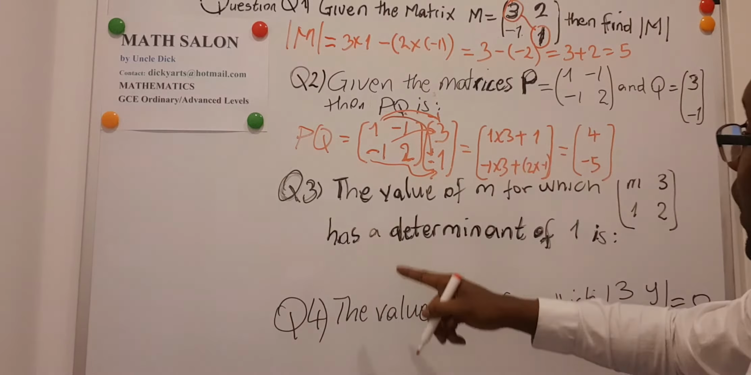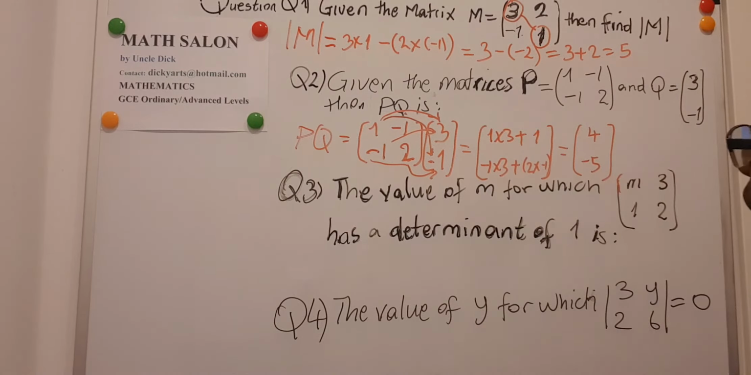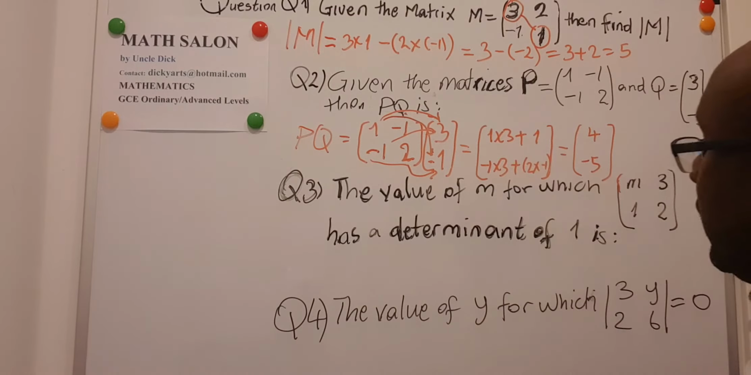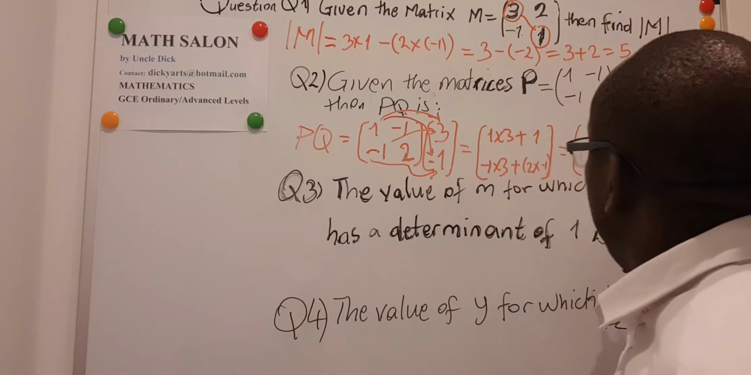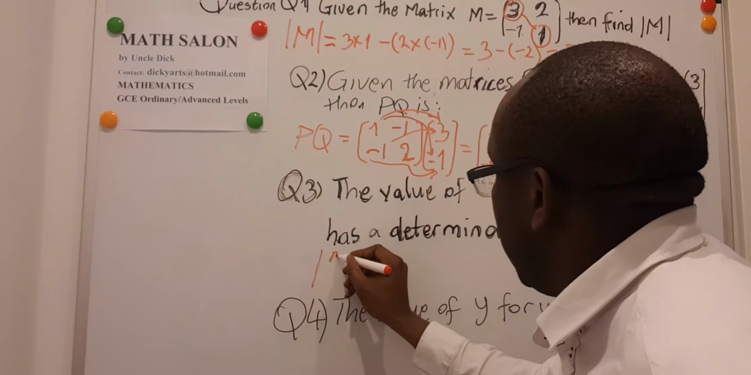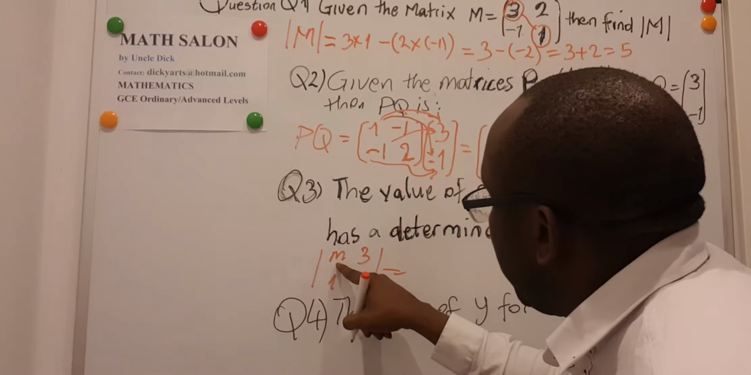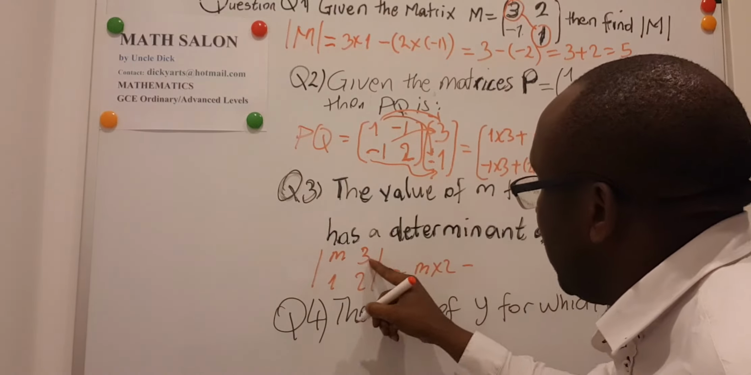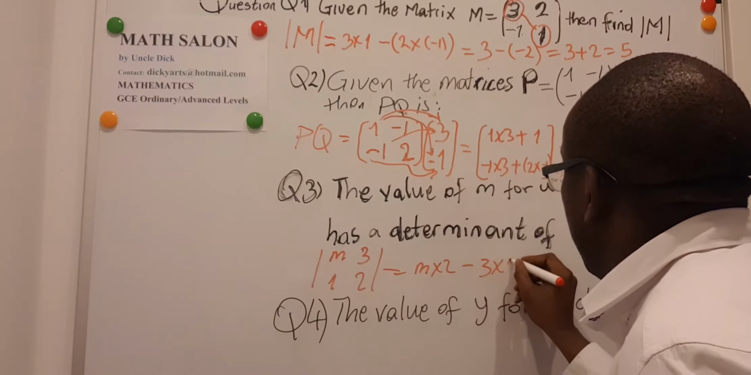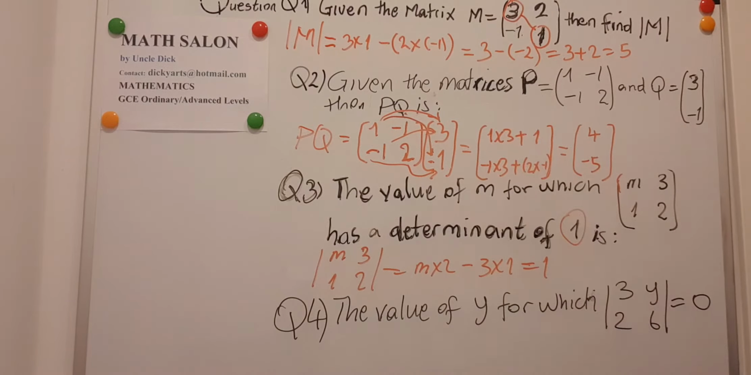Question number 3. The value of M for which this matrix here has a determinant of 1. We already learned from here how to calculate the determinant. So the determinant of this matrix, M, 1, 3, 2, is this times this. That means M times 2 minus this times that, 3 times 1. And we are told the answer is 1. That's what is said here.